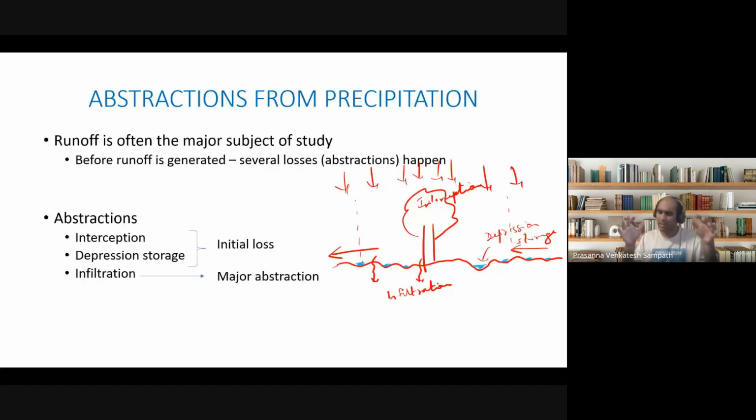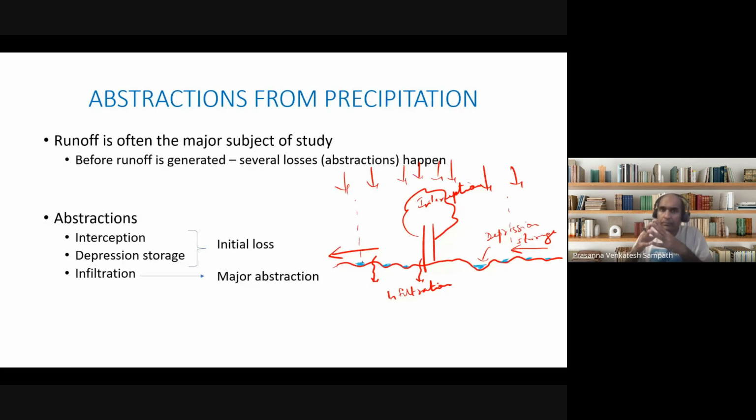Don't take it very seriously, but that's just to give you an idea of the general magnitude of these different terms. Of course, it depends on the type of soil, the type of trees, the number and density of trees, because the leaves are also different depending on the rainfall intensity and so on. So many different factors play a role. The percentages can vary, but I'm just giving you a typical example where about 15 to 20% is the abstraction, and the remaining 80 or 85% becomes the runoff.